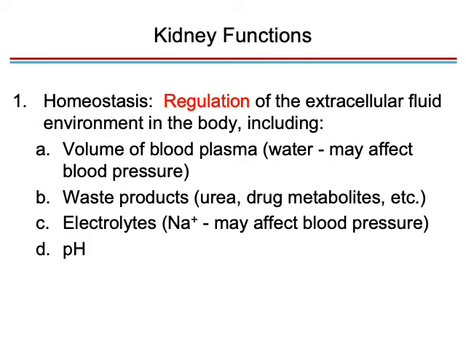Another salt that you will regulate is hydrogen ions, which means you're going to be regulating the pH of your blood. And finally, as we know, the other elements that flow out of the urine are various waste products.